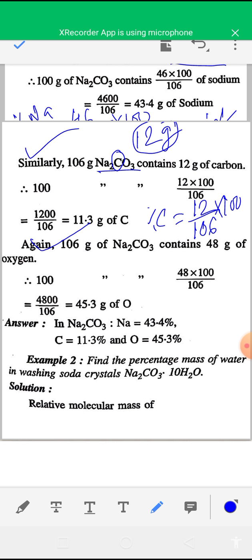You can calculate using the formula, or you can also calculate using the unitary method. According to the formula, percentage of oxygen will be equal to mass of oxygen, 48, divided by molecular mass of Na2CO3, 106, into 100. That is 45.3. This is the percentage of oxygen.